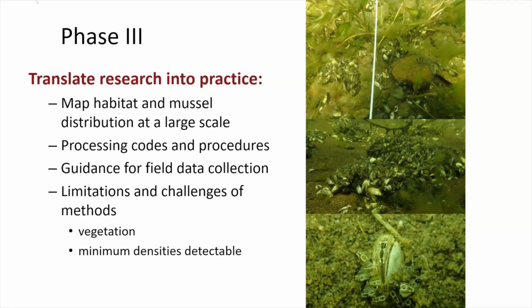So phase 3, the goal of this third phase was really to help translate this research into practice. And so the first step of this was to map habitat and mussel distribution at a large spatial scale. We are now working on taking the processing codes that we've used and modified for this project, and compiling those with our procedures in order to publish those and make them open source and freely available. And we're compiling our guidance for field data collection.